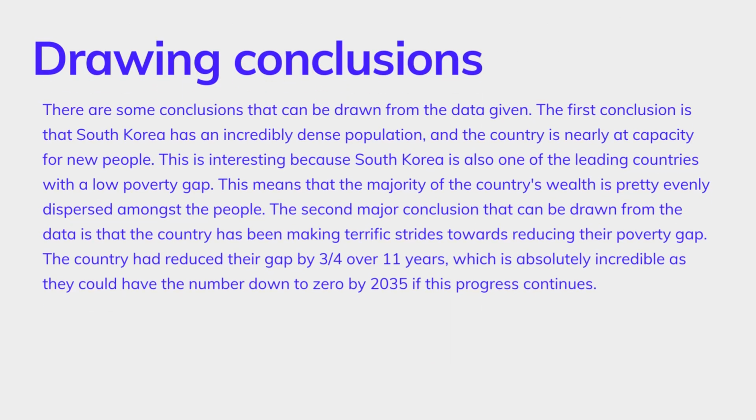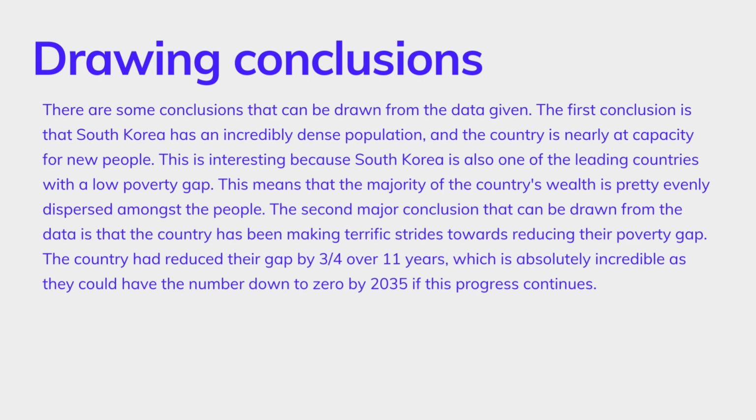All right, and drawing some conclusions. So there are some conclusions that can be drawn from the data given. The first conclusion is that South Korea has an incredibly dense population and that the country is nearly at capacity for new people. This is interesting because South Korea is also one of the leading countries with a low poverty gap. And this means that the majority of the country's wealth is pretty evenly dispersed amongst the people.